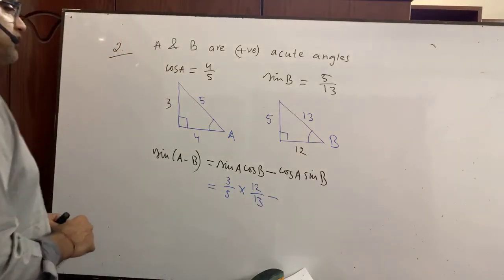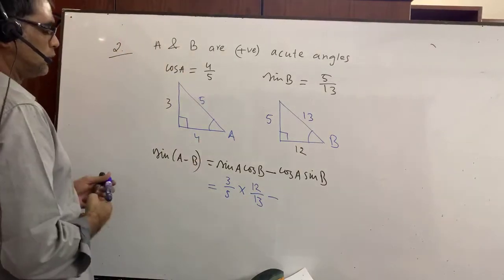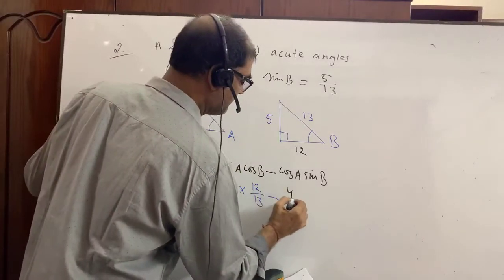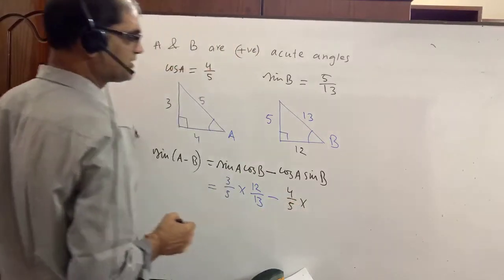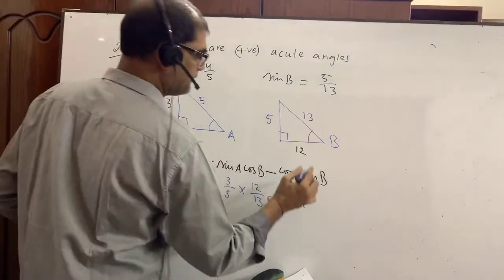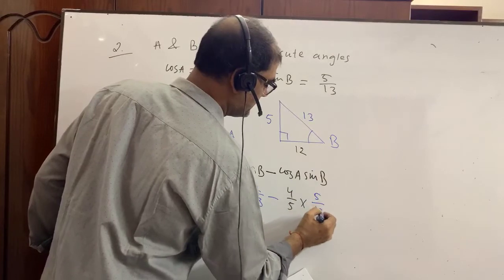Minus, what is cosine A? This is A. Cosine A means what? 4 by 5, base by hypotenuse. What is sine B? Sine B equals to what? Perpendicular by hypotenuse.